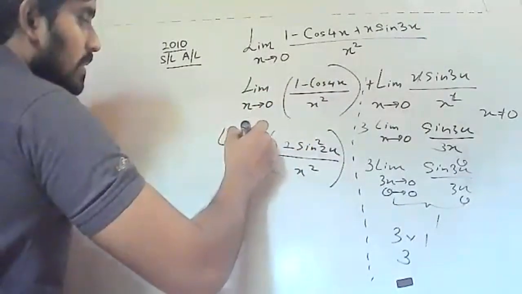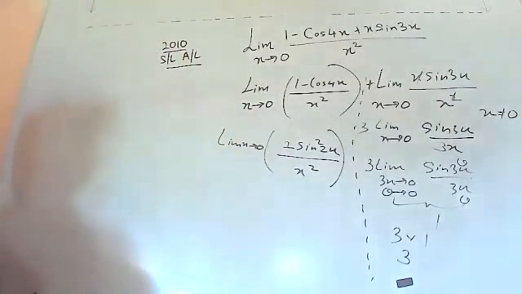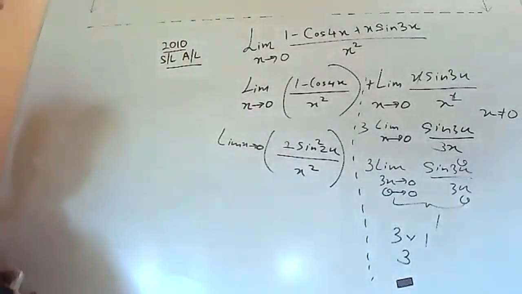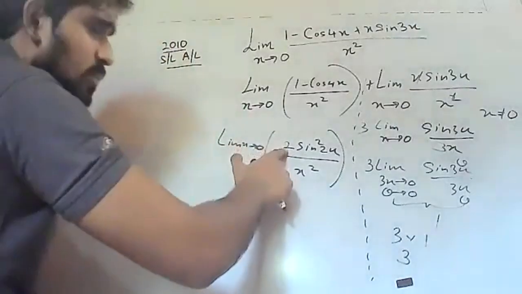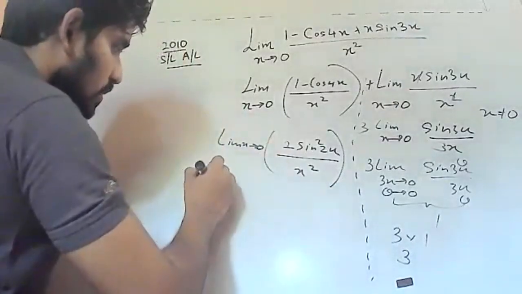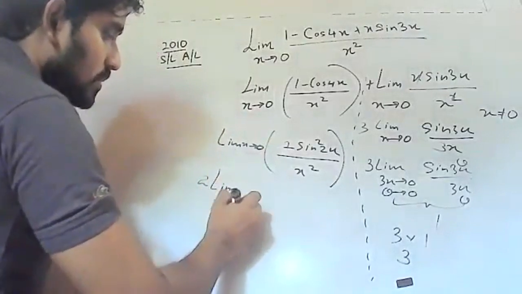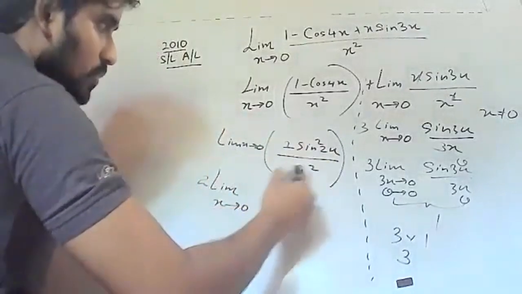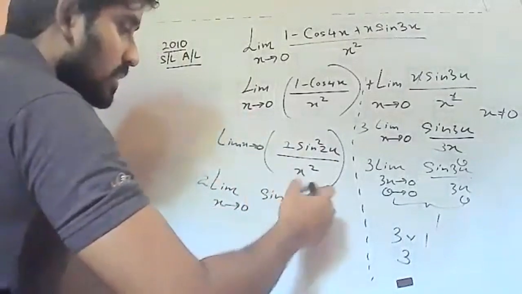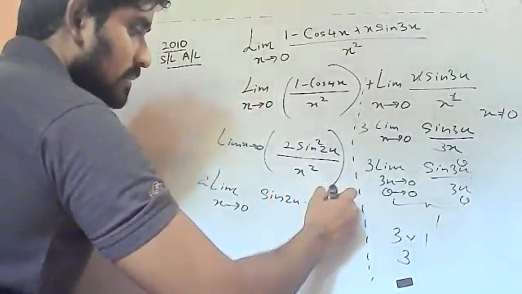Limit x tends to 0, right? So now how to solve? Now here you can see these two. You can take this out because there is no use. So twice limit x tends to 0. Sine square 2x means sine 2x times sine 2x.